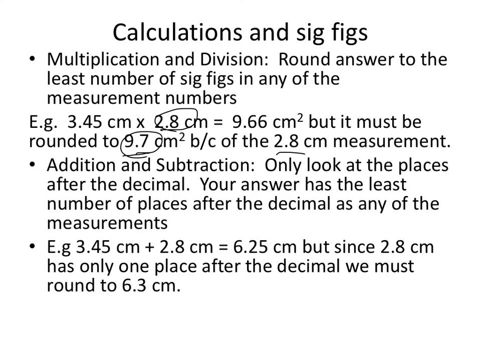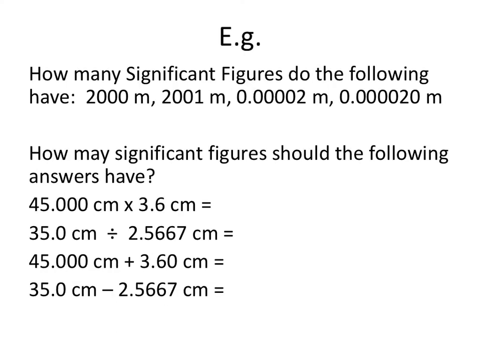For addition and subtraction, you look at the places after the decimal. It's very different, really. So here I've got 3.45. I have 2 places after the decimal. I have 1 place after the decimal. I put it in my calculator and get 6.25, but since 2.8 only has 1 place, I'm going to round that to 6.3. It's a very different rule than multiplication and division, and we'll talk more about that in class and have you practice. So why don't you go ahead and do some examples here, and we will talk about them in class tomorrow. See what you think.